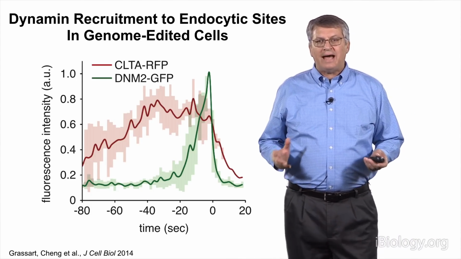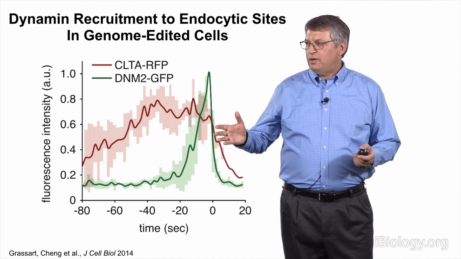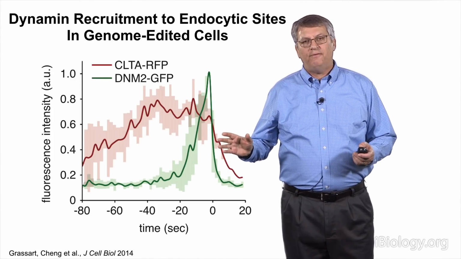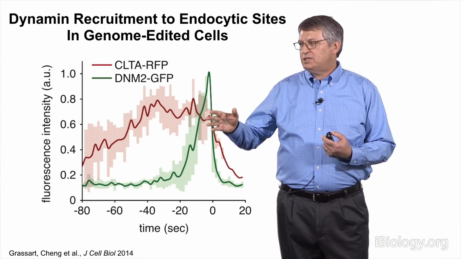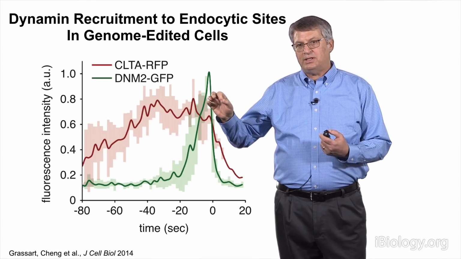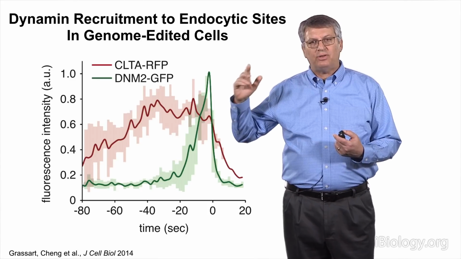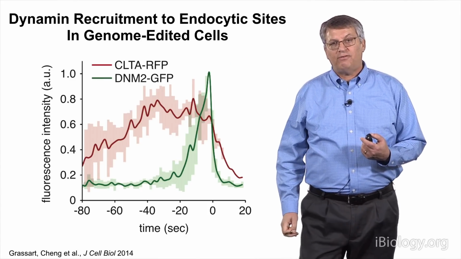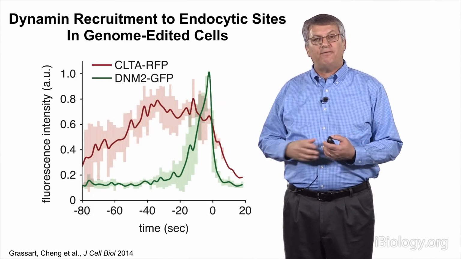Now, another aspect of this genome editing is that if you edit both alleles of your gene, that means that all of the fluorescence, all of the molecules that are associated with the site are fluorescent. And that means that if you could calibrate this fluorescence, you could actually count the number of molecules that appear at every event. And so we first did that. We're doing that for lots of proteins now, but we first did that for dynamin.